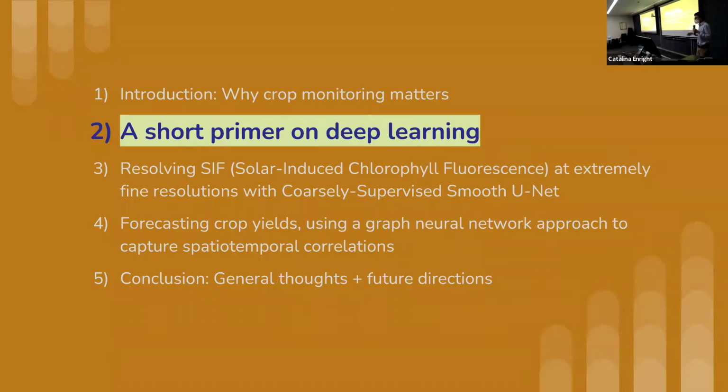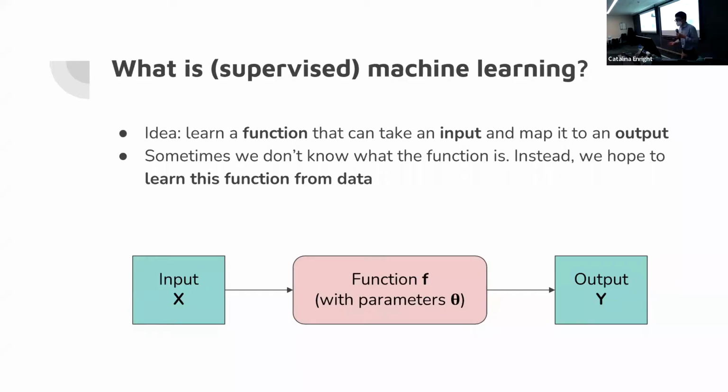Now I'll give a really brief introduction of some of the key ideas behind deep learning. I know I don't have much time here, so I'll just try to give the basic intuitions. The idea behind what's called supervised machine learning is basically to learn a function that can take an input and map it to an output. Sometimes we can actually write down this function, like we know the mathematical formula. But if we don't know this function, we might hope that we could learn it from observing a lot of data.